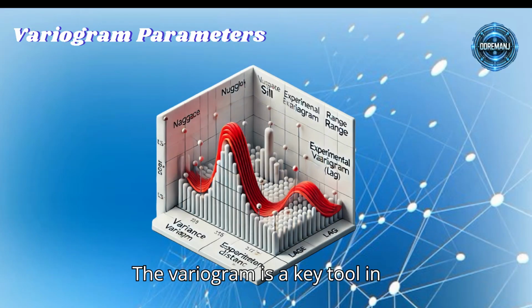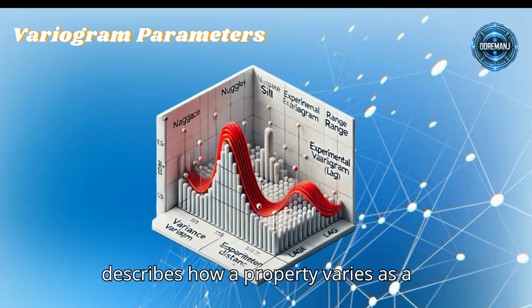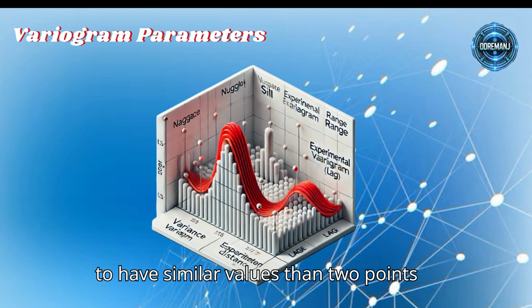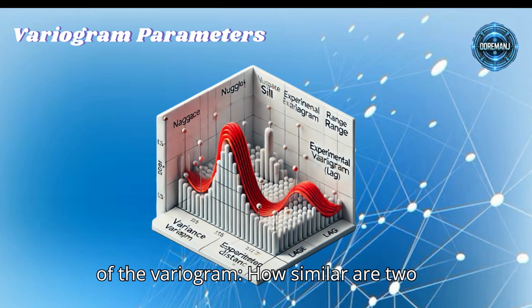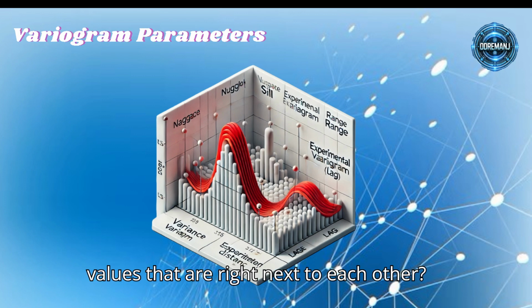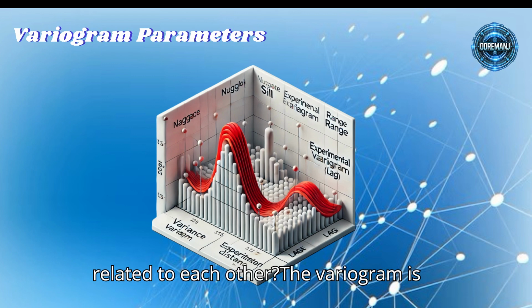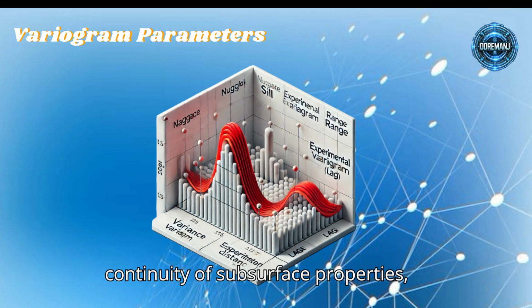The variogram is a key tool in geostatistics that quantitatively describes how a property varies as a function of the distance between data points. It's based on the principle that 2 points close together are more likely to have similar values than 2 points farther apart. There are two main aspects of the variogram. How similar are two values that are right next to each other? At what distance do points stop being related to each other? The variogram is crucial for understanding the spatial continuity of subsurface properties, allowing you to make more accurate predictions in geological modeling.